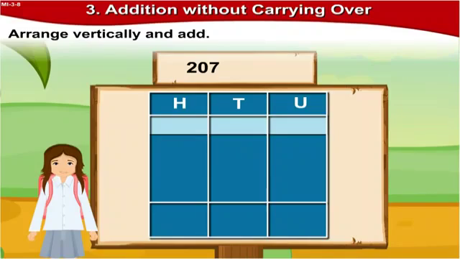Next sum, 207 plus 102. Let us write HTU first. Now 207 is 200, 0 tens, 7 units, plus 102 would be 100, 0 tens, 2 units. Now 7 units plus 2 units is 9 units. 0 tens plus 0 tens is 0 tens. 200 plus 100 is 300, which means the answer is 300, 0 tens, 9 units, so it is 309.